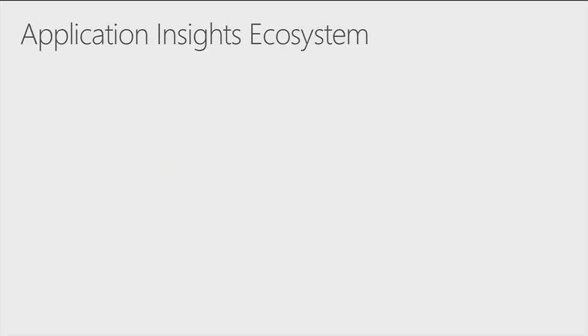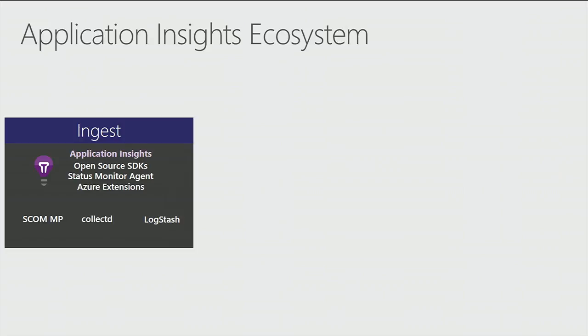Let's take a look at the ecosystem. The first thing you'll want to do, of course, is to get data into Application Insights. The most common way to do this are our open source SDKs. These are available for the most common platforms out there and live up on GitHub. Feel free to grab them. For platforms where appropriate, we also offer things like NuGet packages or NPM repositories.